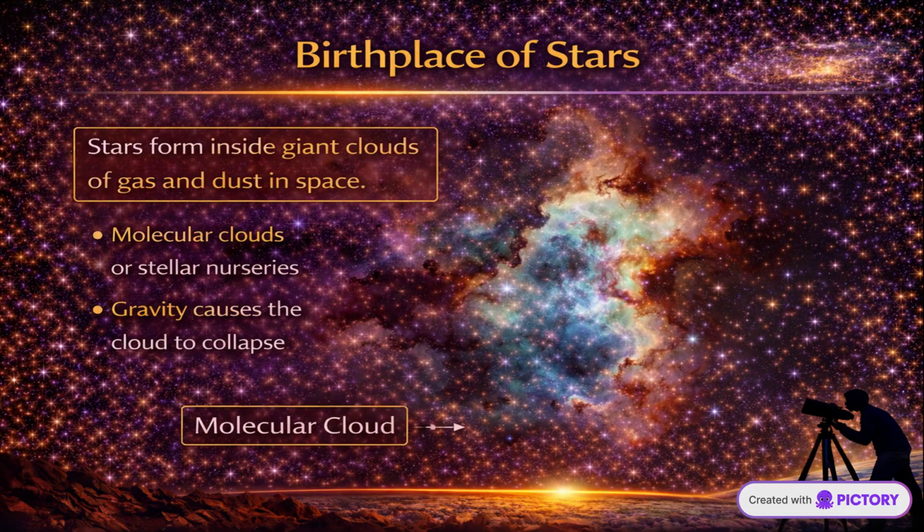Where do stars come from? Stars are born inside giant clouds of gas and dust in space. These are called molecular clouds, also known as stellar nurseries. Under the influence of gravity, these clouds begin to collapse. This gravitational collapse is the first step in the birth of a star.